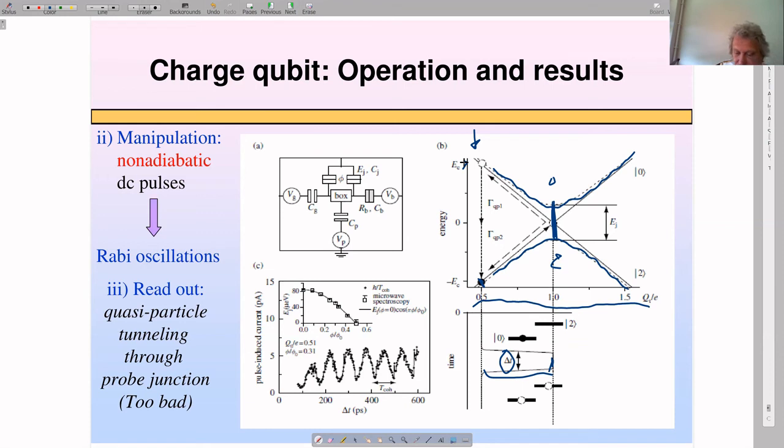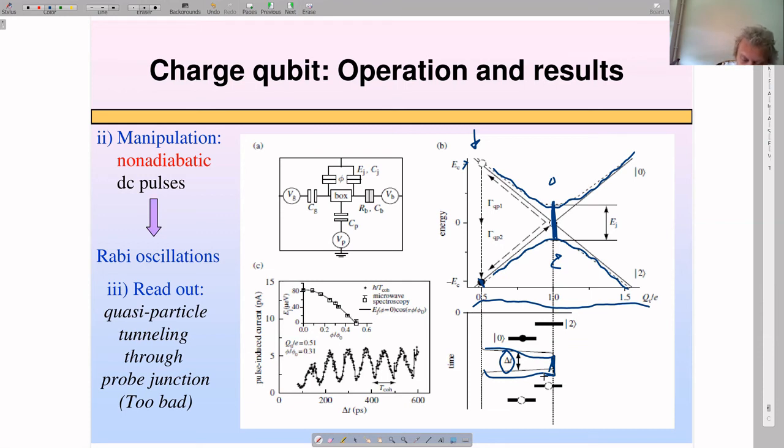Good. So what did they do experimentally? It was very simple. It's not a one-shot measurement, which one can do with this, but one can just repeat this manipulation, this measurement, many times.